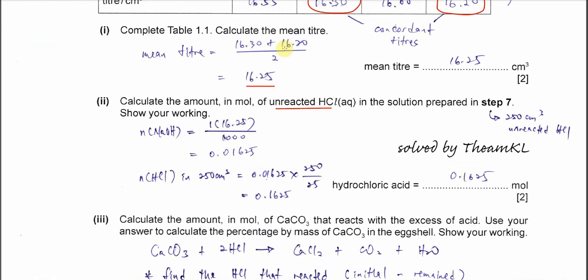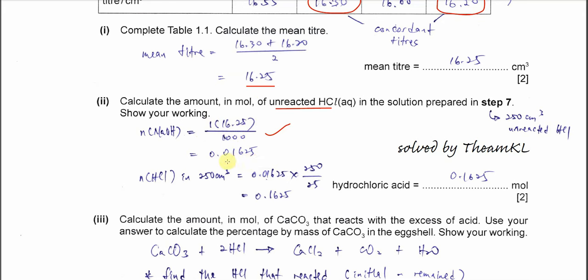Because in part 1 we already know the volume of the sodium hydroxide, in part 2, before you calculate the amount of HCl needed, at least you need to show this part. So moles of sodium hydroxide is MV over 1000. The concentration is 1 mole per dm³, and the volume is 16.25 over 1000, so you get 0.01625.